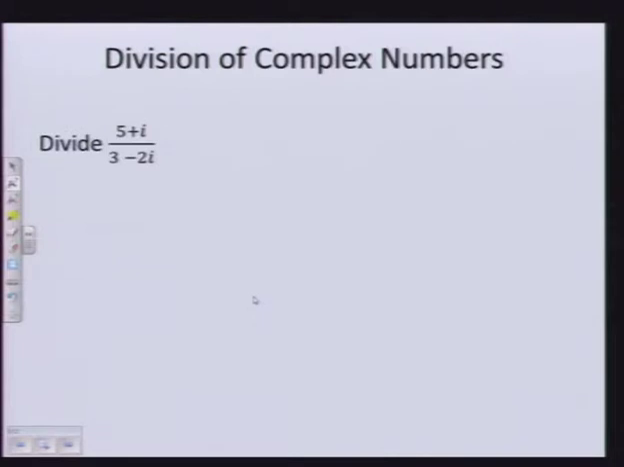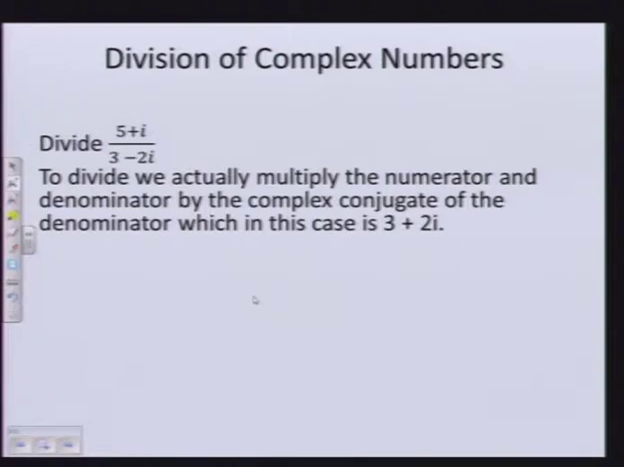Okay, so what we want to do is divide 5 plus i by 3 minus 2i. Here I'm once again going to show you the process of going through this. The first thing we want to do is multiply the numerator and denominator by the complex conjugate of the denominator, which in this case is going to be 3 plus 2i. Again, we look at the denominator and just take the opposite of the sign in between the two terms, and that gives us our conjugate of 3 plus 2i.